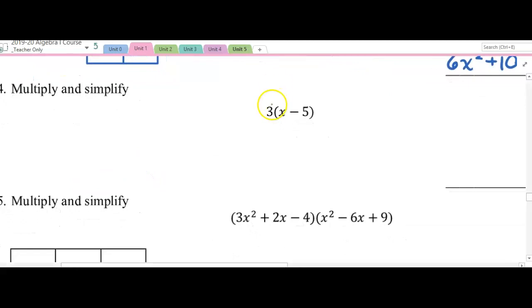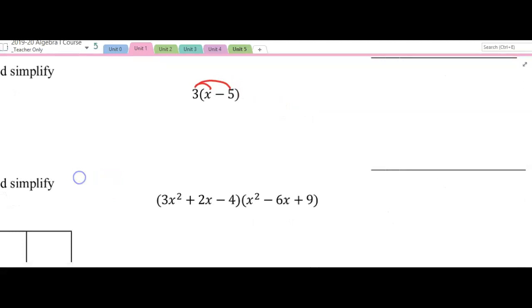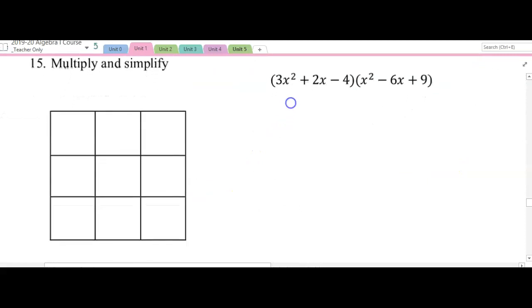Let's distribute. A monomial times a binomial means to distribute. We get 3x, take away 15. I can't combine these because one has a variable and one does not. Finally, we have a trinomial times a trinomial. So we're going to write this and use the box method.